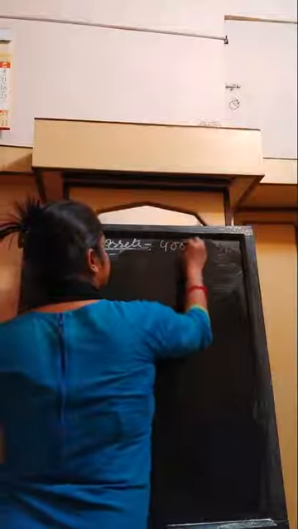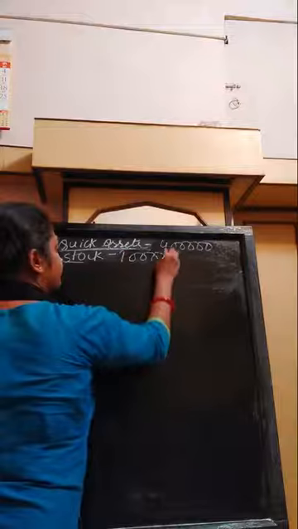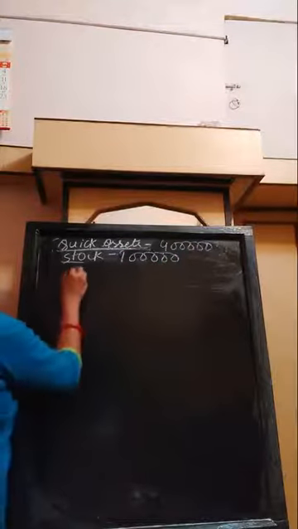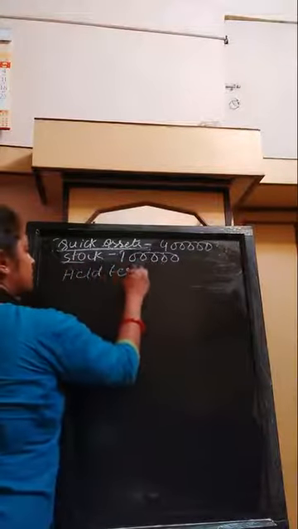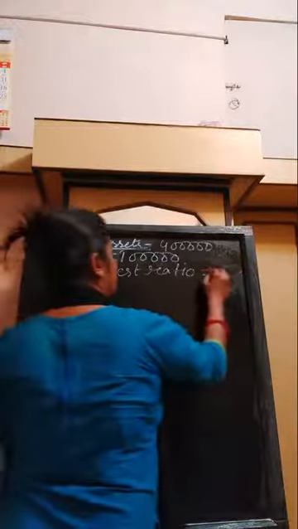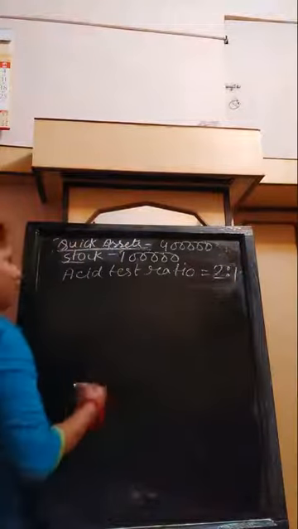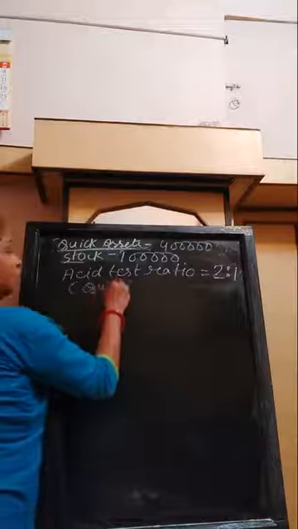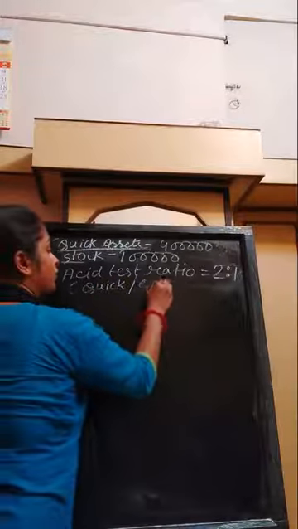In this sum number 2, the next sum, again quick asset or liquid asset is given to you as rupees 4 lakh. Stock is given to you rupees 1 lakh. And acid test ratio. Acid test ratio means liquid ratio. Now acid test ratio is given to you as 2:1. The other name of acid test ratio is quick ratio, or it is called quick ratio or liquid ratio.